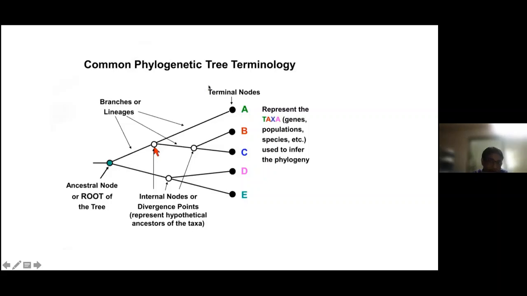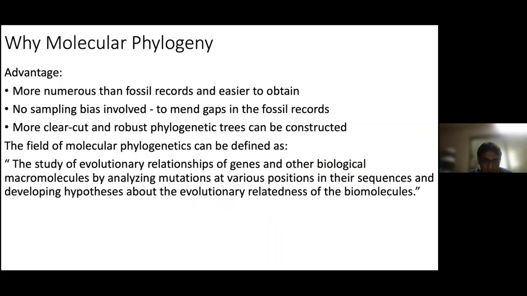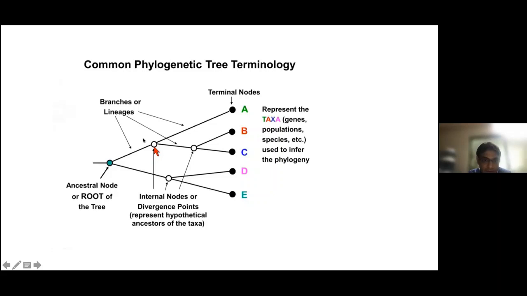Let's come to the common phylogenetic tree terminologies, as I said. So you have the root, and these are the branches, and these are the internal nodes. We can never get back to these nodes; they are based on the algorithm of the calculations. But we can work on the outer taxa, like A, B, C, and D, the operational taxonomic units. These internal nodes are actually the divergent points when the sequences diverge from each other.